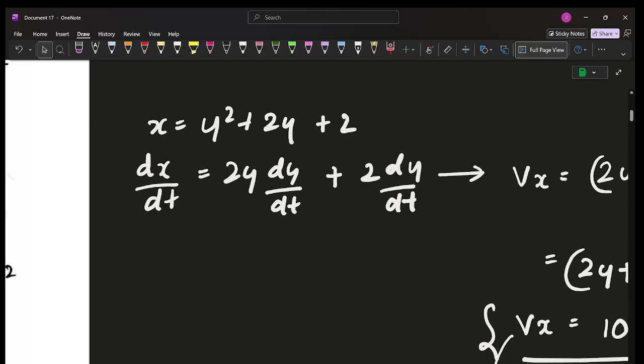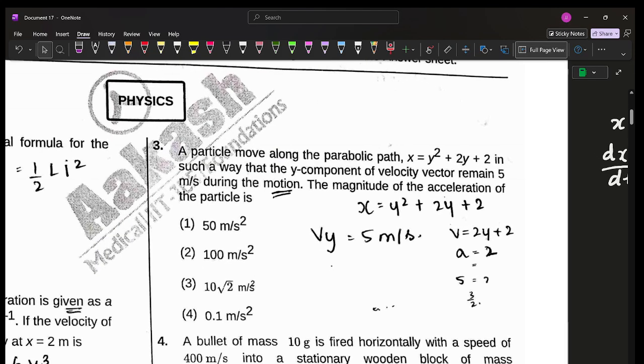Well, let me just ask one question to ChatGPT. How do I differentiate dx by dt is equal to 2y dy by dt plus 2 dy by dt with respect to time? Okay, I was definitely right. Oh, wait. Never mind. That is way too heavy looking. So let me just put this down.